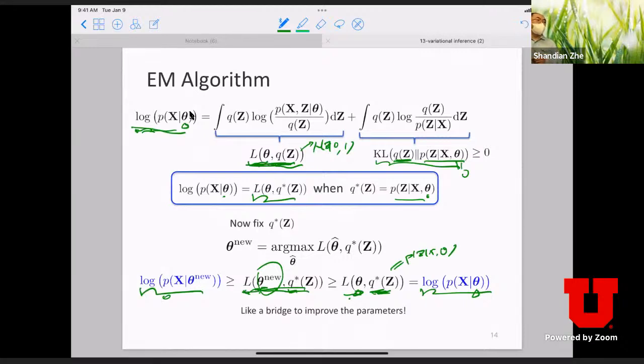Does it make sense? That's the key idea of the EM algorithm. Essentially, it leverages the lower bound of the log model evidence as a bridge, as an intermediate result, and you maximize the lower bound with respect to theta only. You get an updated version of your theta, and this updated version of theta is guaranteed to increase the log model evidence.